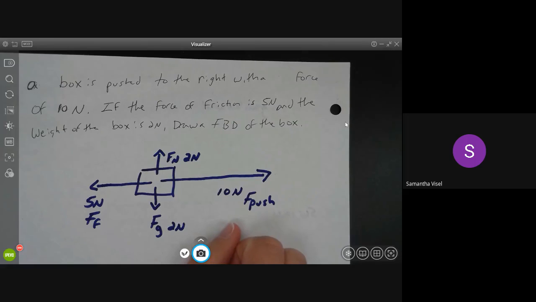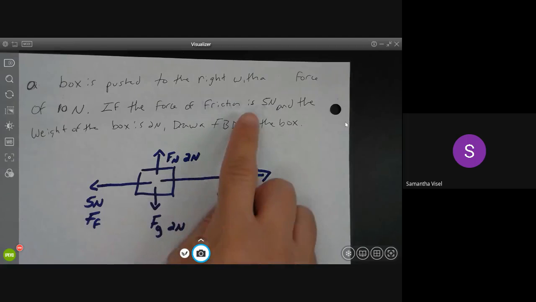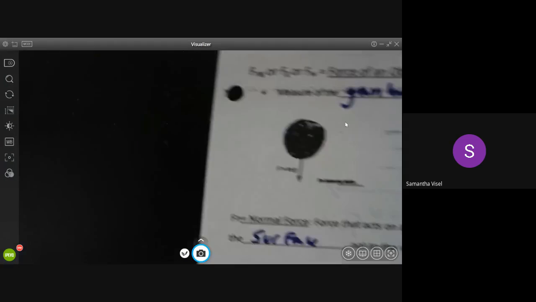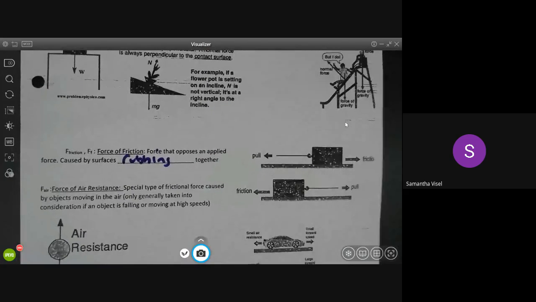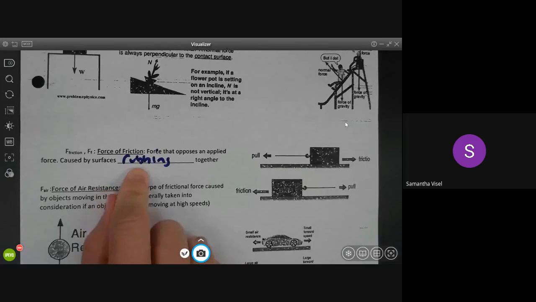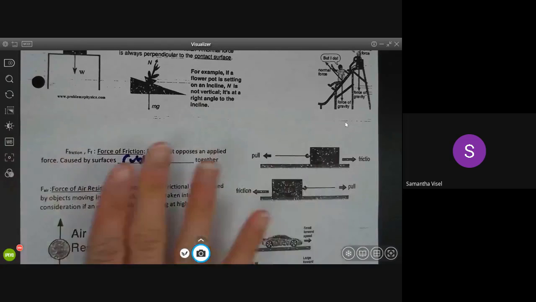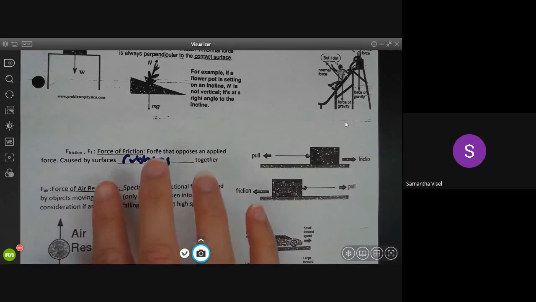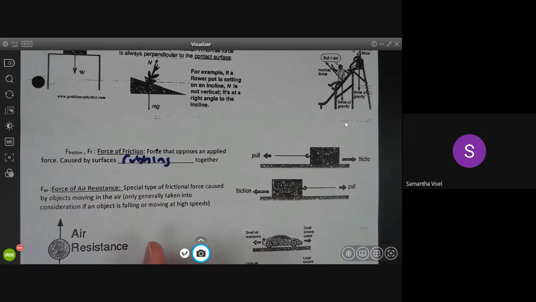Now, forces come in pairs. So I have a force of friction that is going to oppose the motion of this box a little bit. We have the value of that there. Now, friction is created when two surfaces rub together. Any surface that you have has some abnormalities to it. It's not a perfectly smooth surface, so there are always going to be irregularities that cause anything that moves across it to slow down.